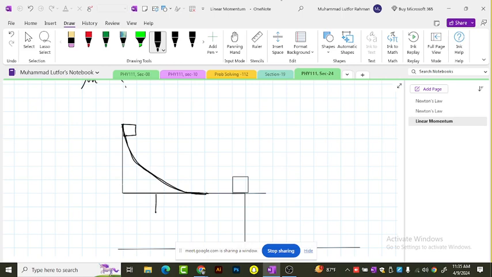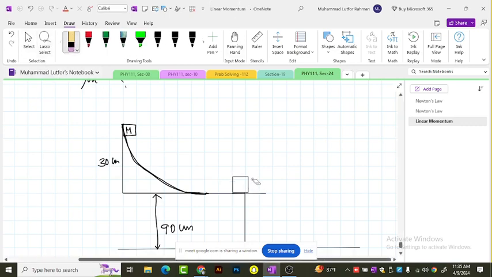It is actually on a tabletop. This is a table, and the height is given. This height is 90 centimeter, and this height is 30 centimeter. This block is M, and this is another block. It should be smaller actually. We should draw a smaller block.